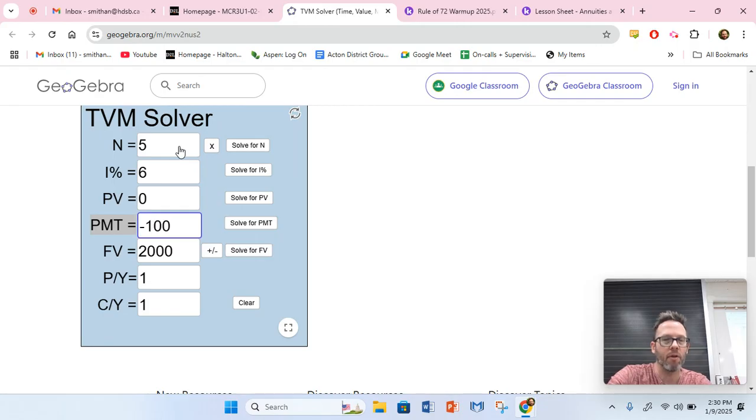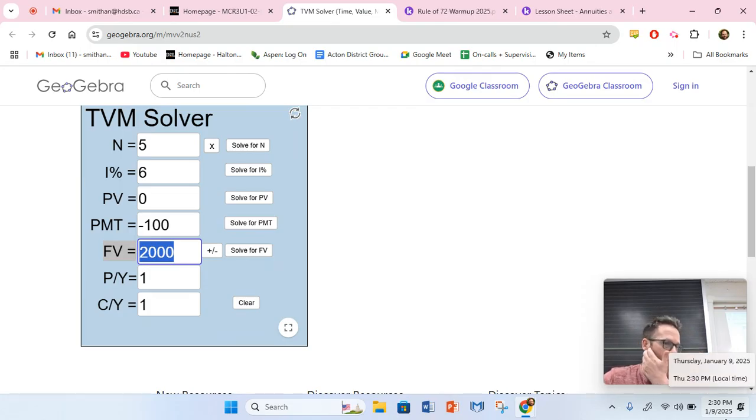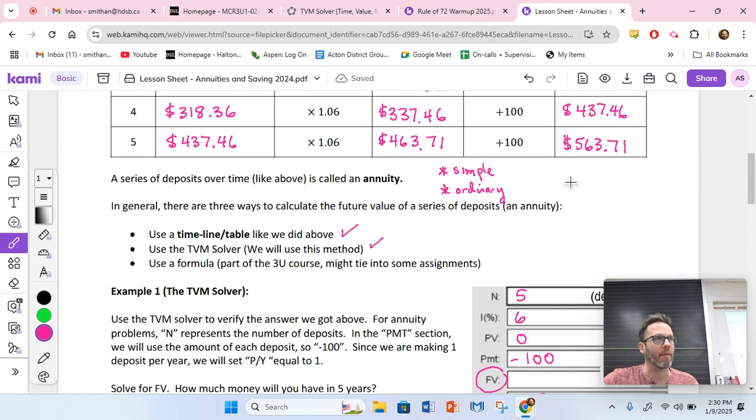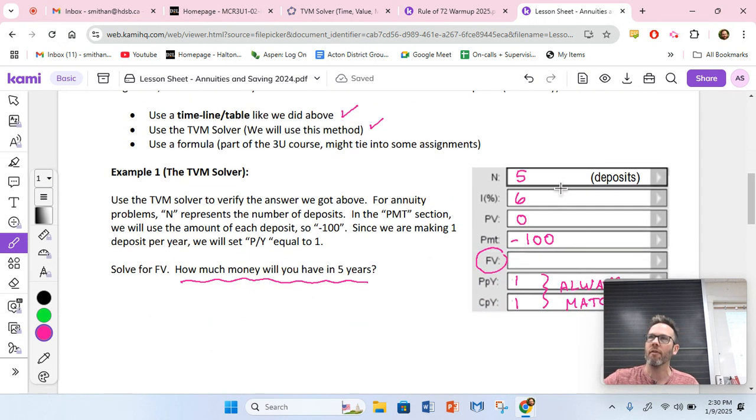PMT minus 100. We're going to solve for FV. All right, I'll wait a second for you guys to catch up. People at home, you should be doing this too. Have your TVM solver loaded up. All right. And 563.71, which is what we got, right? It works. You guys convinced it works?